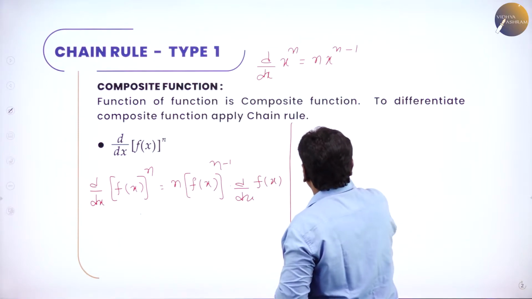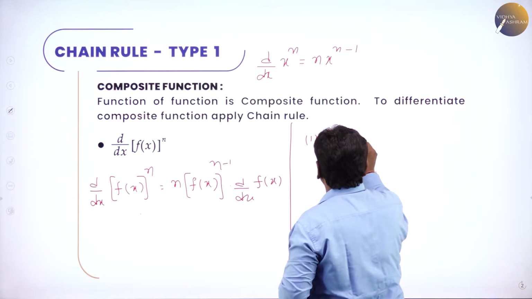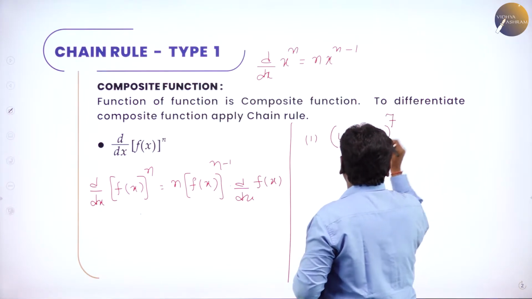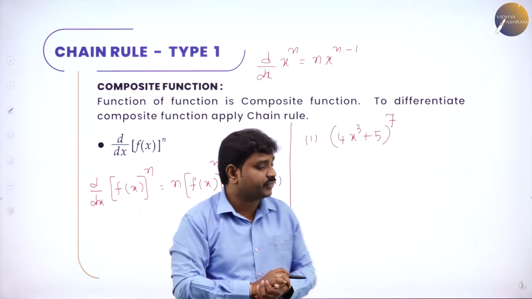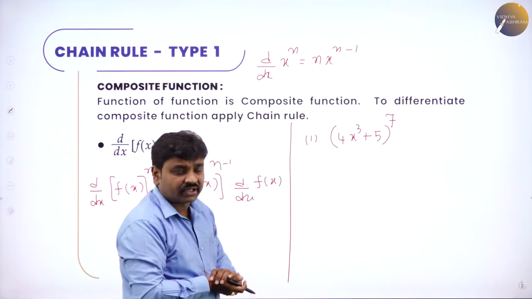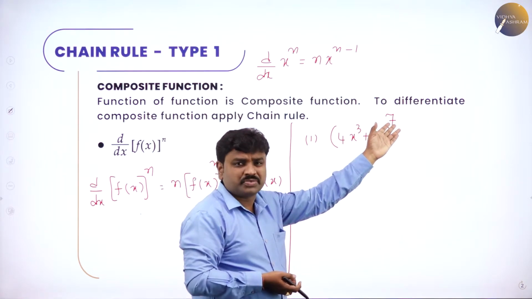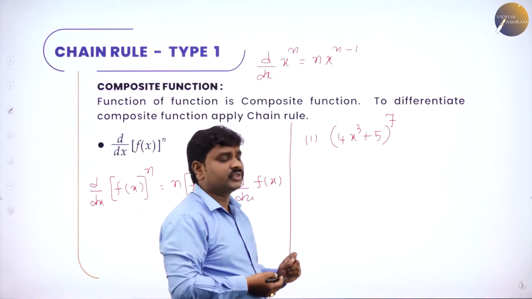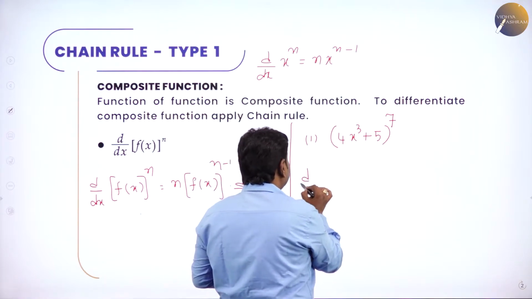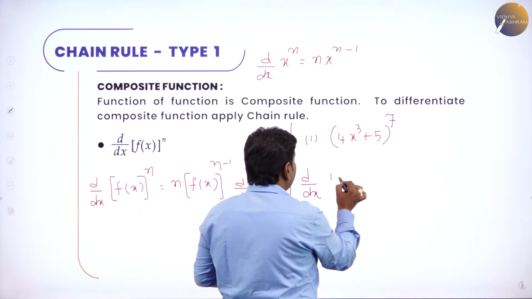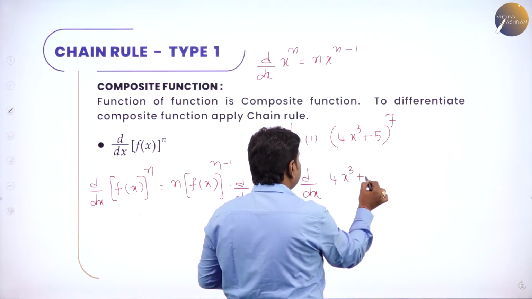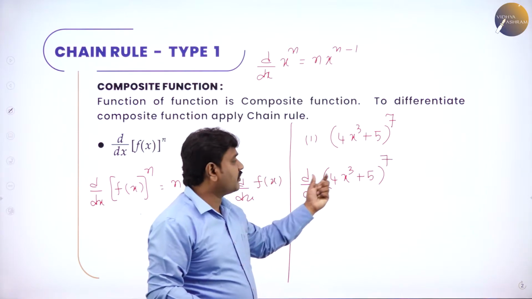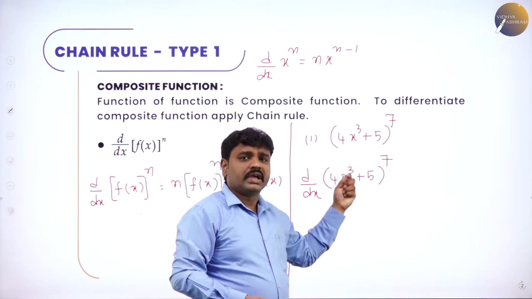First, we'll take 4x cube plus 5 whole power 7. If I ask you to differentiate this function, here whole power 2 means a plus b the whole square, you can use the identity. Whole power is 7. You cannot do binomial expansion and waste your time. So in spite of that, directly d by dx of 4x cube plus 5 power 7. Now if you observe, it is in the form f of x power n.